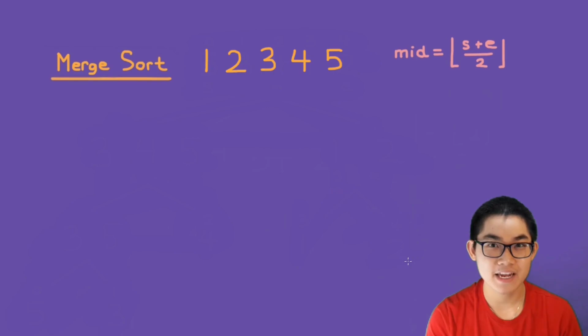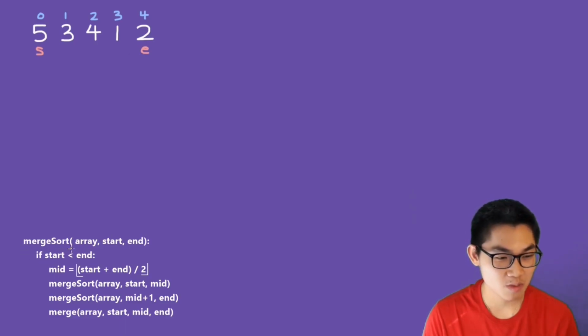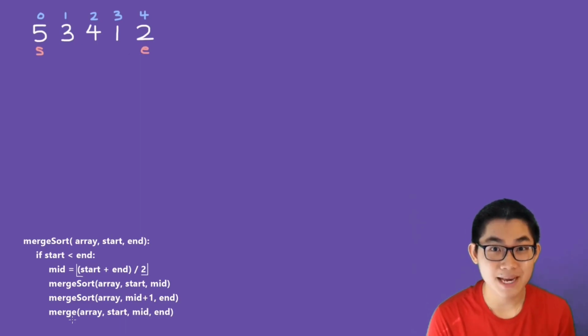Now let me explain it in more detail. There are two parts to merge sort, and this is the first part. So in merge sort, we take in an array, we have start and end. And then if the start is less than the end, then we calculate the middle, then we merge sort again, starting from start until mid. And then we do merge sort again, starting from mid plus 1 to the end, and then we're going to merge everything together.